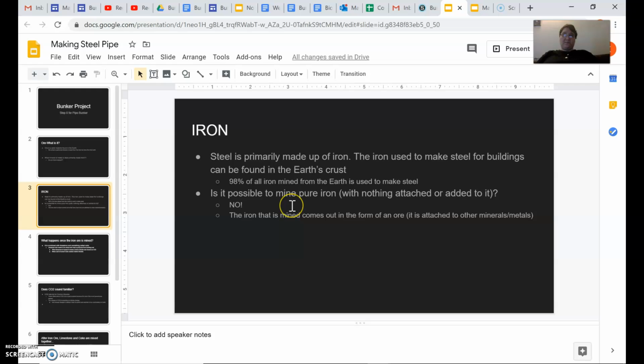Is it possible to mine pure iron? No, because of what I just said. When we get the iron, it's in an ore, and then we have to purify it to extract that iron out.